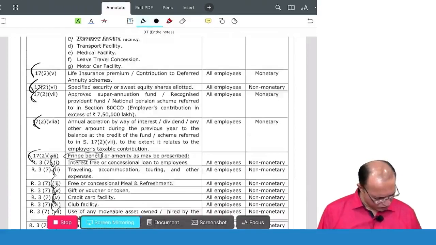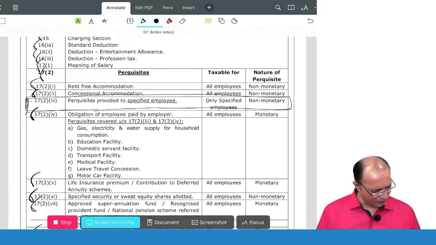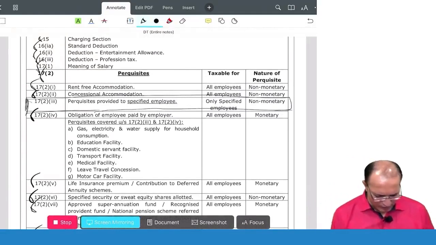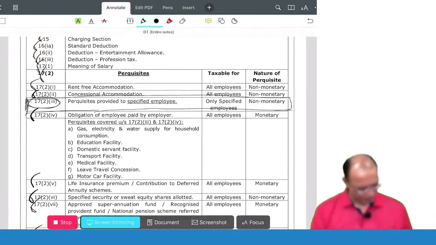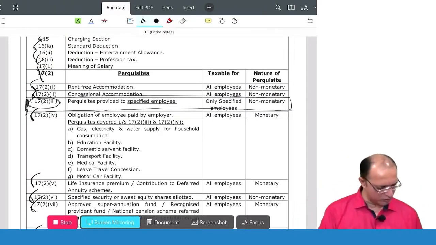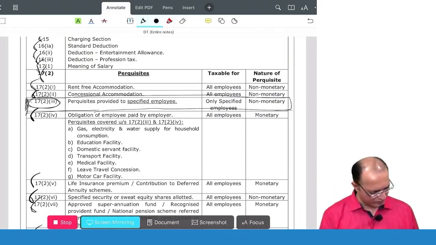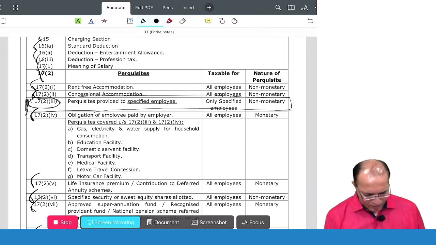Now, what is left in this perquisite? Only one section is left, section 17, subsection 2, clause 3. What is that? Perquisite provided to specified employee.